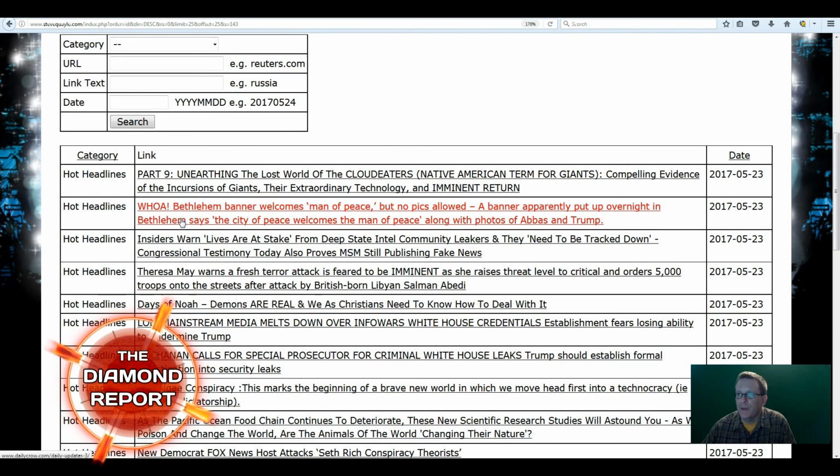Whoa! Bethlehem banner welcomes man of peace, but no pictures allowed. A banner apparently put up overnight in Bethlehem says the city of peace welcomes the man of peace, along with photos of Abbas or Abbas and Trump. That's on the Daily Crow.